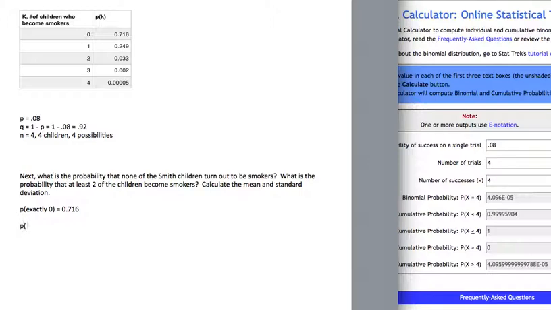What is the probability that at least 2 of the children become smokers? So the probability of at least 2. We could plug 2 back into our calculator and look at the cumulative probabilities. Or you can think to yourself, if it's at least 2, this is the probability that there's 2 children, or there could be 3, or there could be 4. So we're going to add all these probabilities up. If there's at least 2 children who become smokers, we can add these 3 columns up.